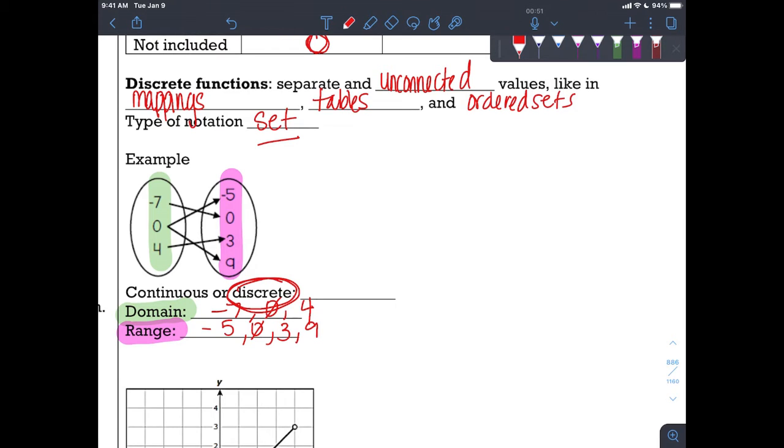That's it. Pretty simple. Remembering that these are always going to be in alphabetical order. It's always going to be X before Y.